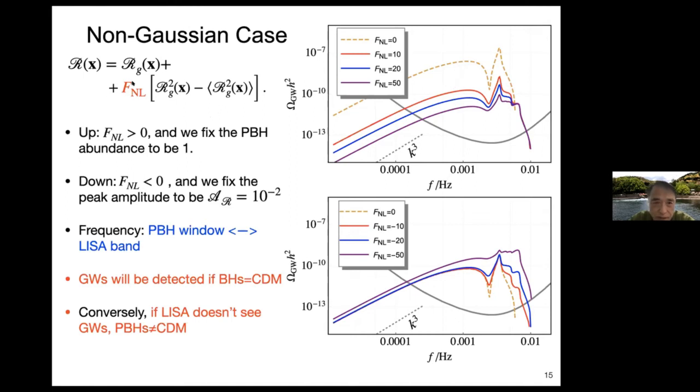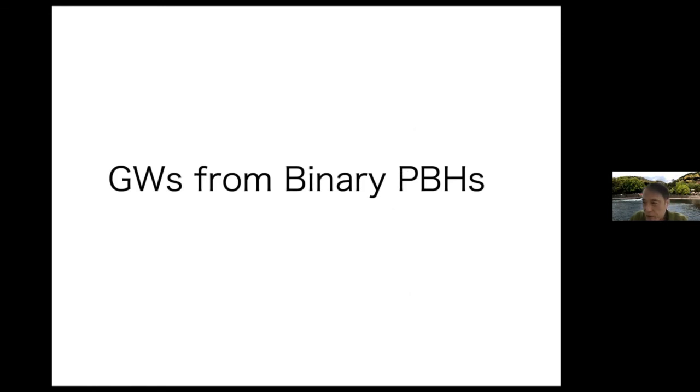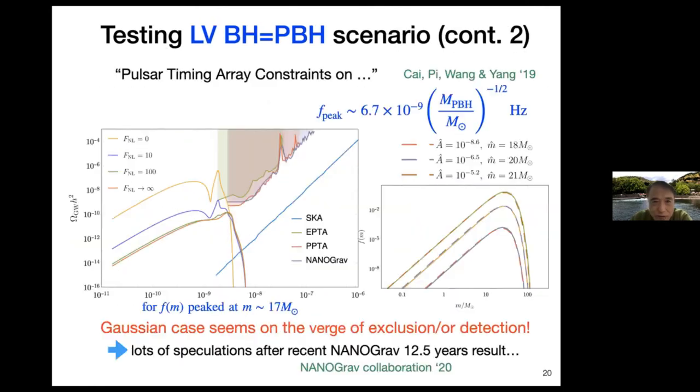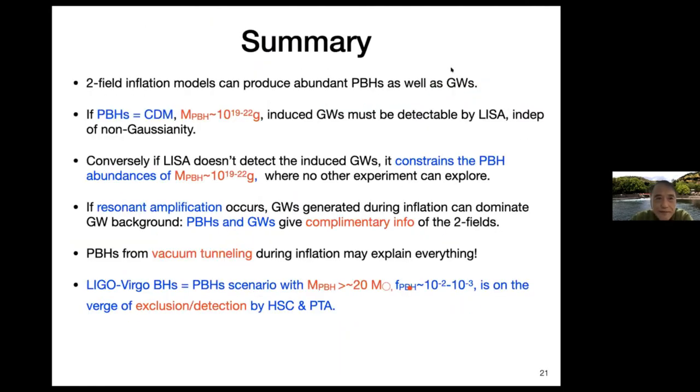But still, if fNL becomes very large, the power spectrum from the non-Gaussian part becomes dominant, and this will keep contributing to the gravitational waves. And in the end, even for very, very large non-Gaussianity, the amplitude of this gravitational wave will be larger than the LISA sensitivity if you assume black holes are cold dark matter. Okay, I don't have time to go through this binary black hole case, so let me just skip to the end and summarize my talk.